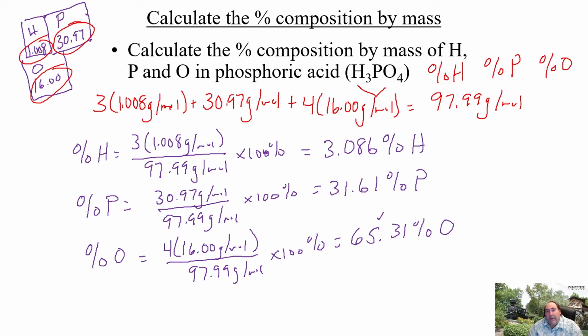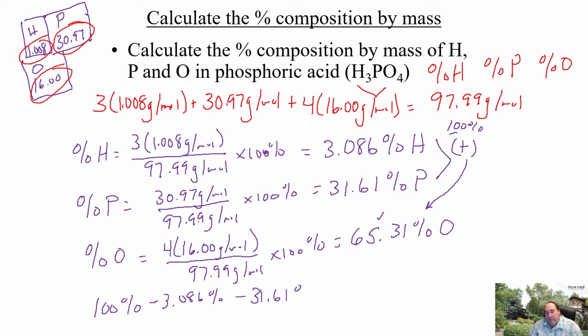Now, again, in this situation, if you did not want to do the last calculation, because oxygen was the only element that was left, you could have added these together and then taken 100% minus what you got when you added them together, and you'll pretty much get that number. So basically, if you took 100% and subtracted 3.086%, which was the amount of hydrogen, and subtracted 31.61%, which was the amount of phosphorus, you pretty much get that. Once again, the last number might be a little bit off because of rounding, but that's another way you could get that last missing element.